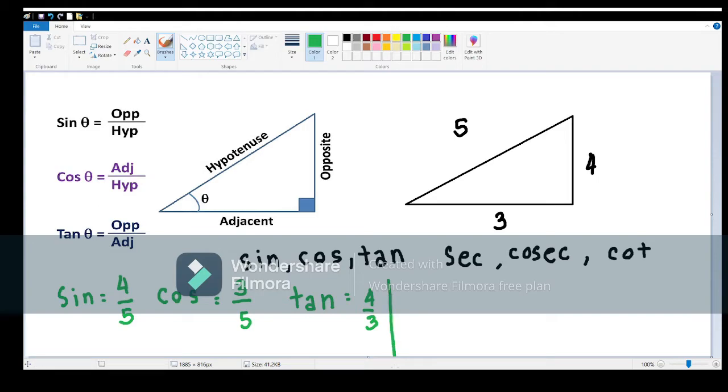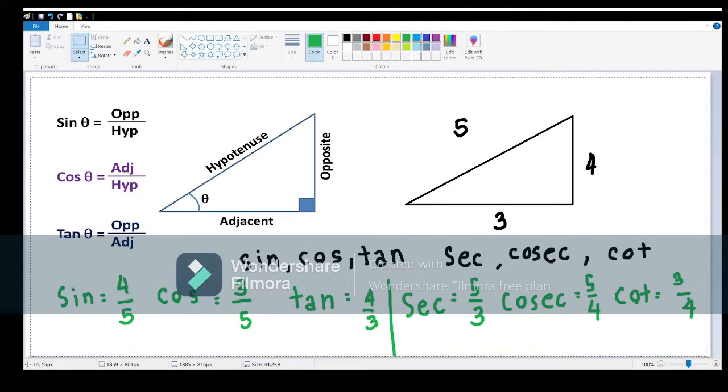Okay, since we have the basic sine, cos, tan, now we can do sec. Since sec is the reciprocal of cos, that would make it 5 over 3. And cosec is the reciprocal of sine, so that will make it 5 over 4. And since cot is the reciprocal of tan, that will make it 3 over 4. Okay, so since we understand how we can find sine, cos, tan, sec, cosec, cot, I'm going to move on to another lesson.